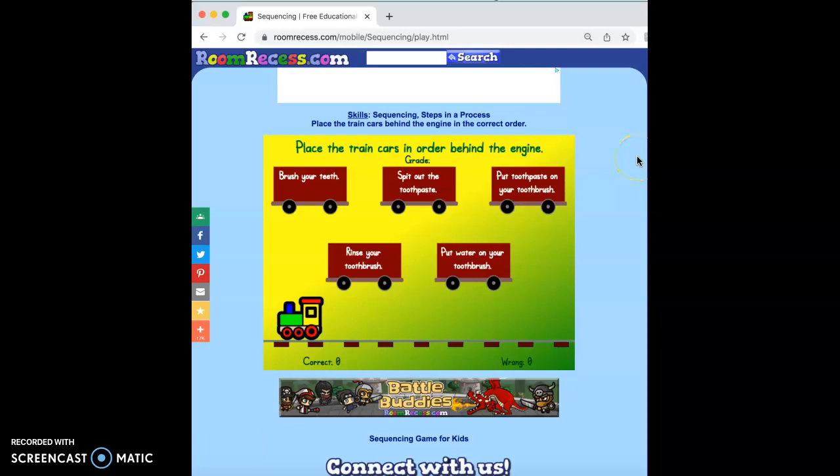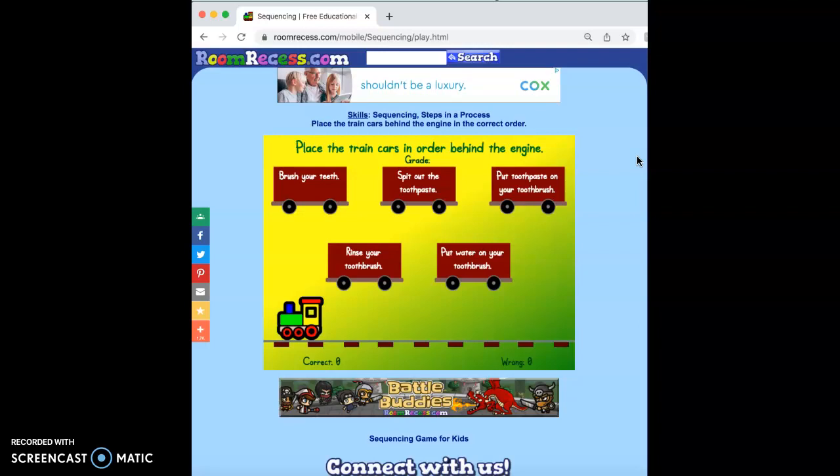Hello everyone, today we'll be playing a game on room access. This is to help reinforce sequencing with everyday things that most kids would be able to relate to. This one in particular is about brushing your teeth in the order that you brush your teeth. So, the point of this game is to complete the train by putting the train cars in the correct order.